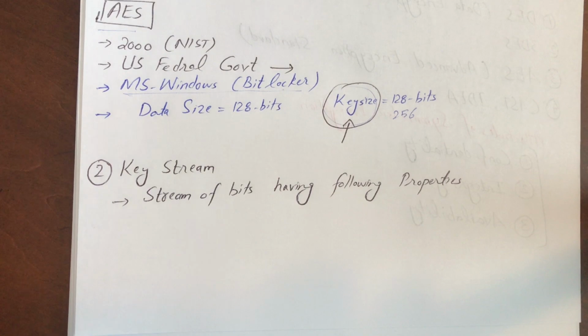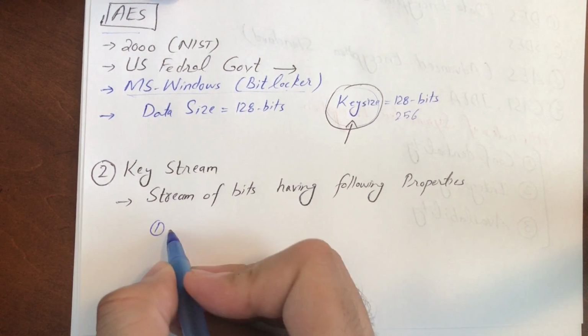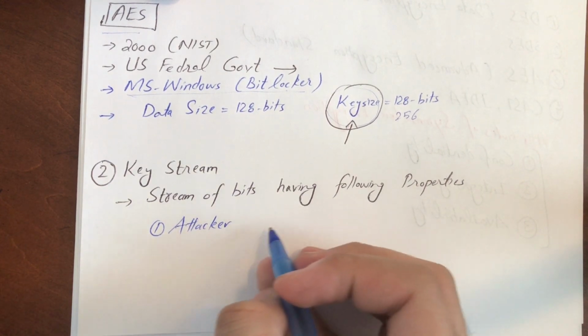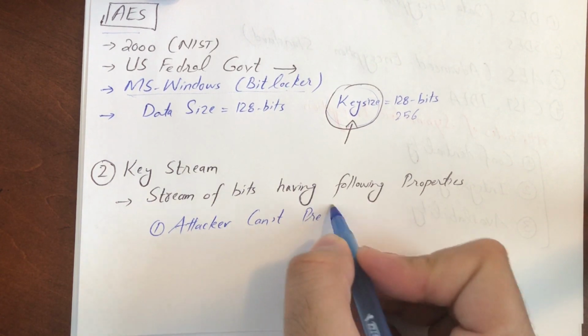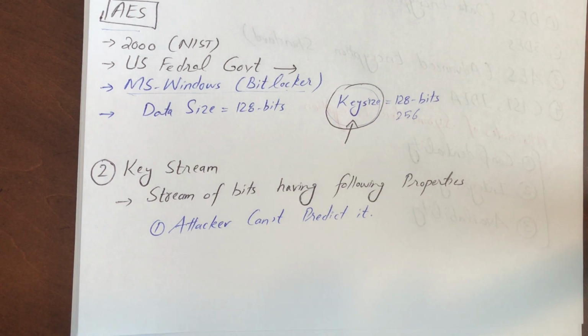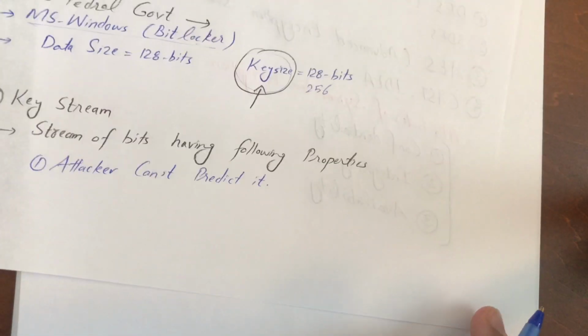Number 1: the attacker should not or cannot predict it, because if your key gets compromised, all the symmetric encryption will be at stake. Everything will be compromised.